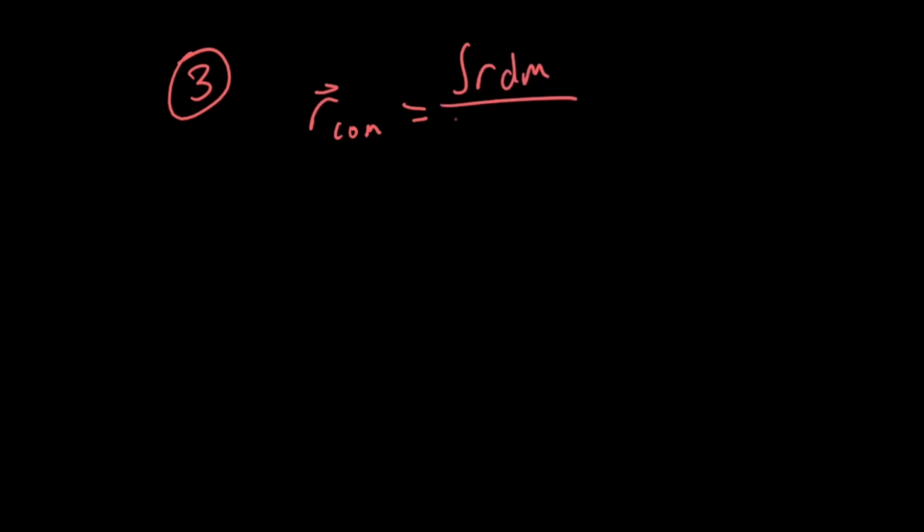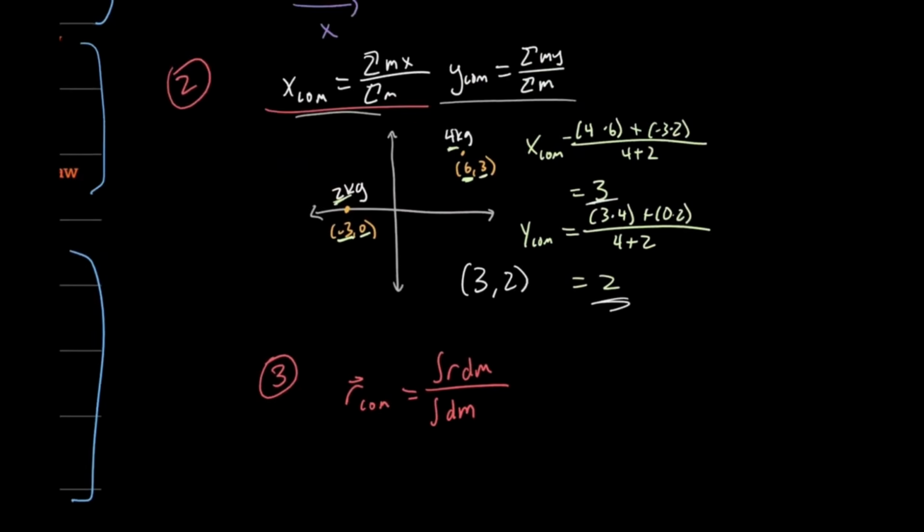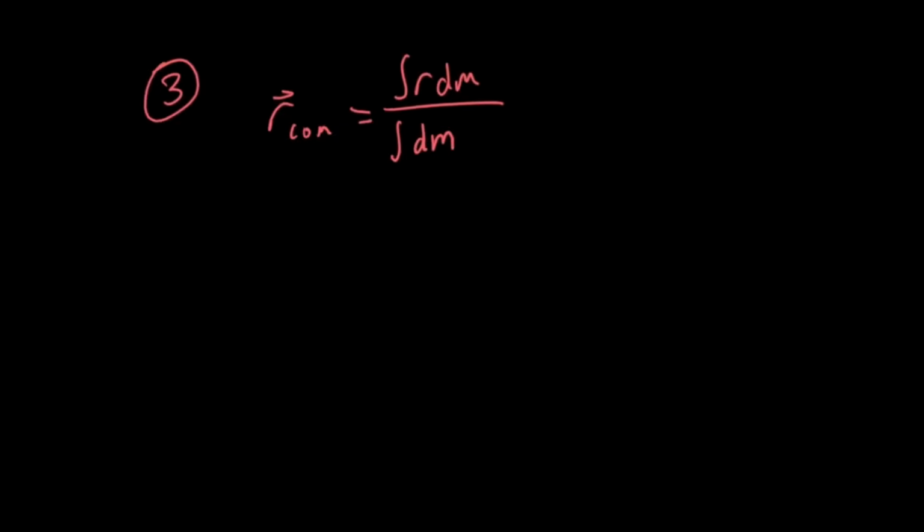Our third scenario is if we have a non-uniform density. It's not a symmetrical mass distribution. If that's the case, then we can use the equation r_COM equals the integral of r dm over the integral of dm. You'll notice this is very similar to the equation we had up here. We've just replaced our summation signs, our sigmas, with integrals.